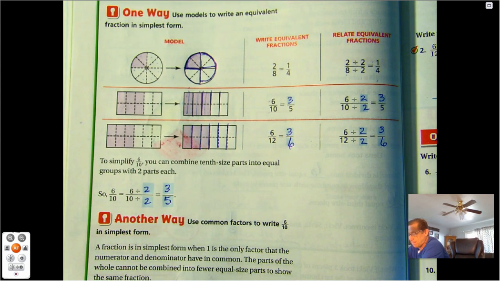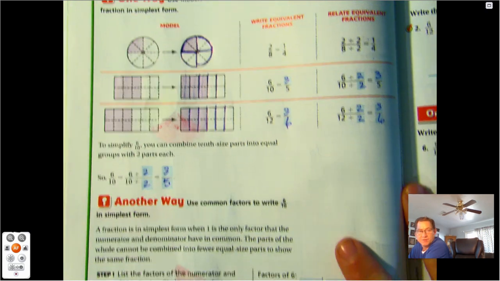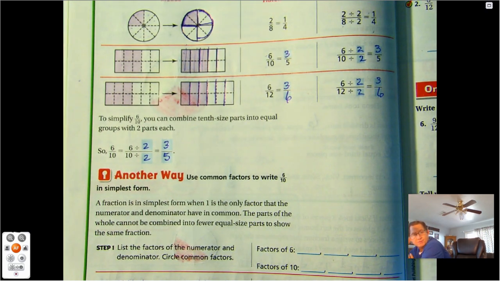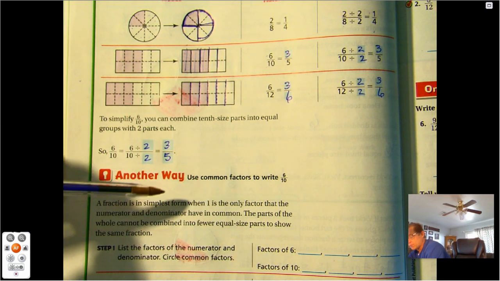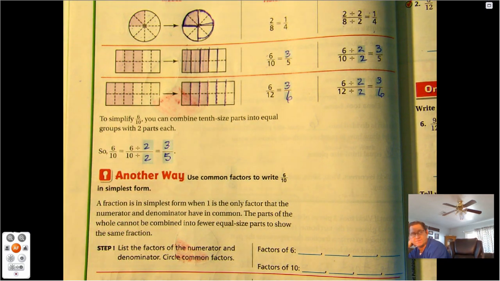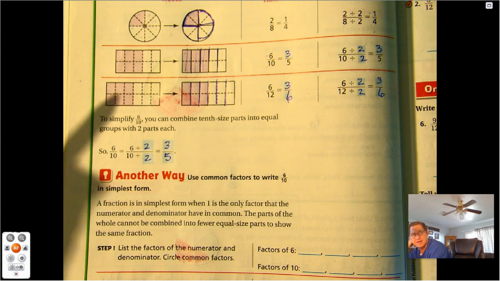Okay, another way we can do it is to use common factors to write 6/10 in simplest form. A fraction is in simplest form when 1 is the only factor that the numerator and denominator have in common. The parts of the whole cannot be combined into fewer equal-sized parts to show the same fractions. So look here at 3/5.